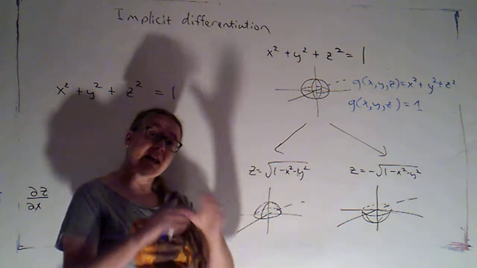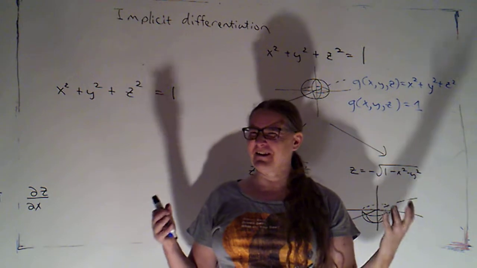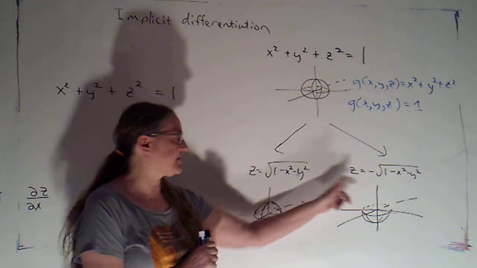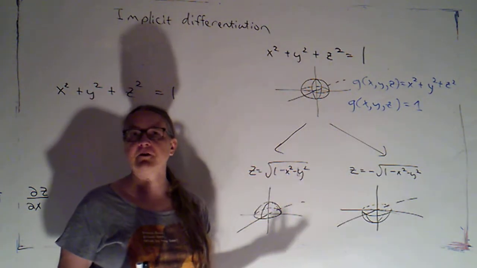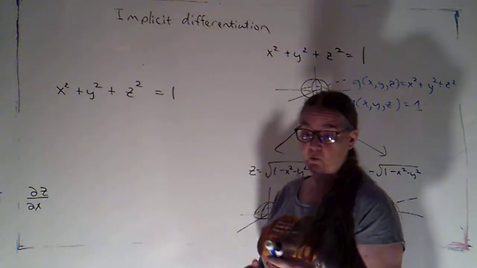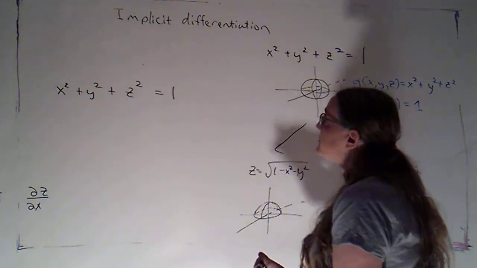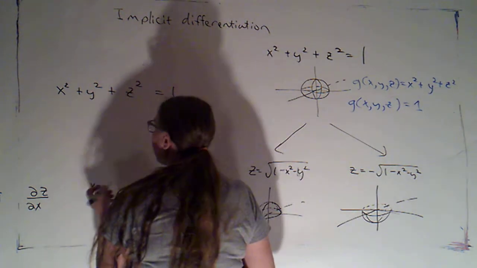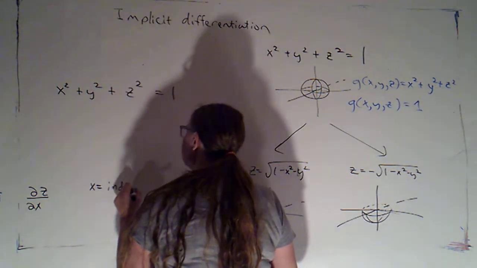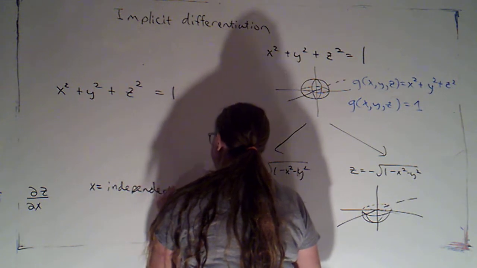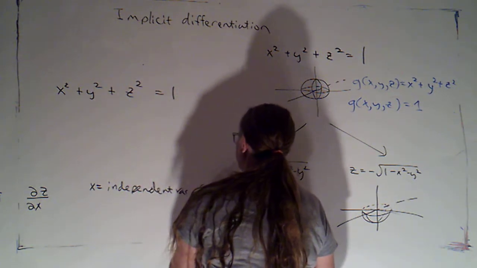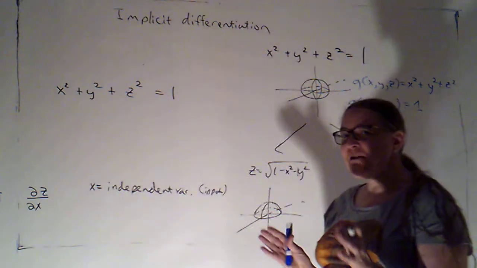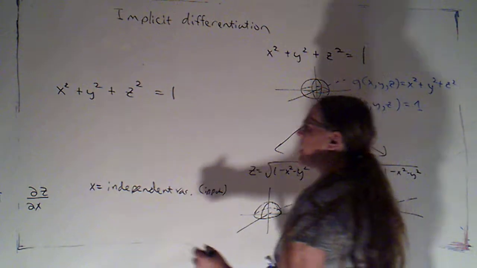But what's nice is I might have some formulas where it's very difficult to visualize the graph, very difficult to solve for the different options that z could be, and implicit differentiation allows me to find partial derivatives without that. Okay. So what I'm doing here is I'm saying, okay, x, that's my input variable or my independent variable. So that's the input. Z is implicitly a function of x and y.